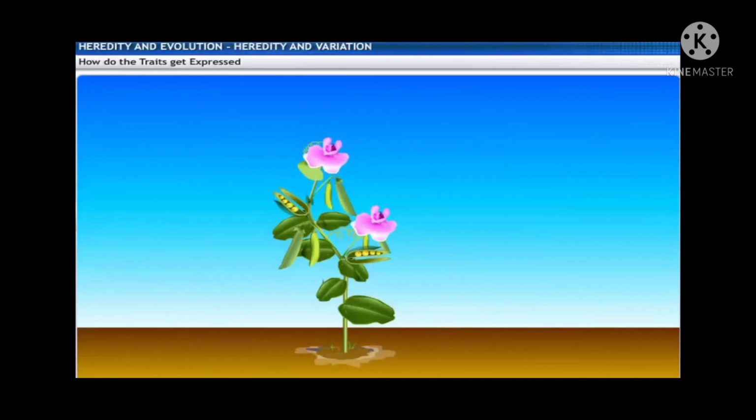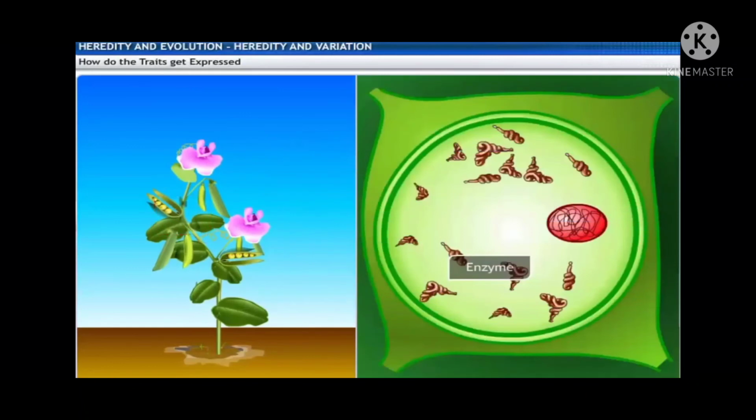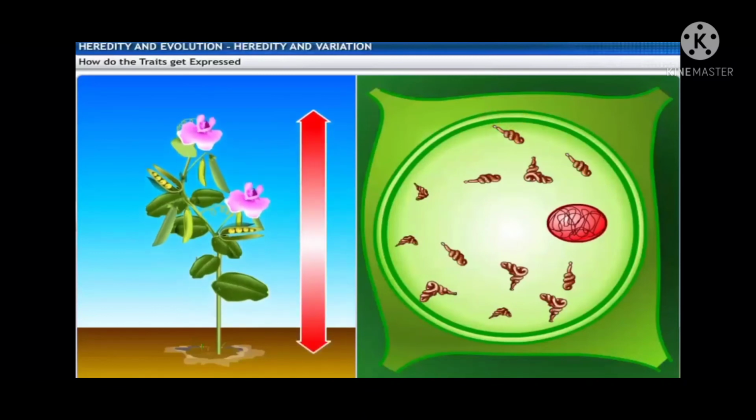We know that plants have hormones that trigger the growth. Assume that an enzyme performs this process. If this enzyme works efficiently, a large quantity of hormone will be made, and the plant will be tall.